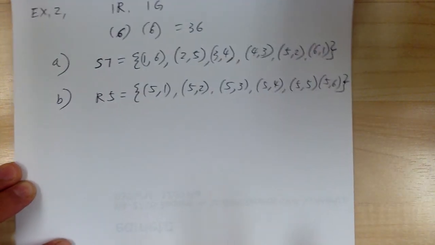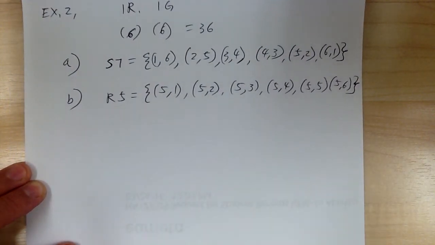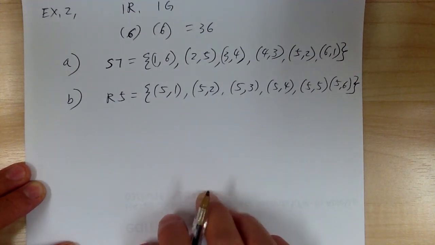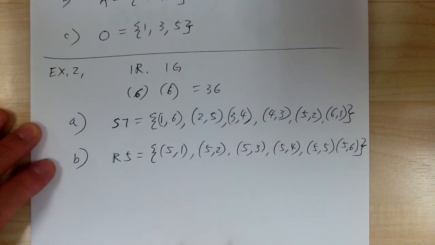Again, it's very simple. As long as you know the definition, you should be okay. Sample space is all the possible outcomes. Event is the outcome that you want. Let's go and do some practice.